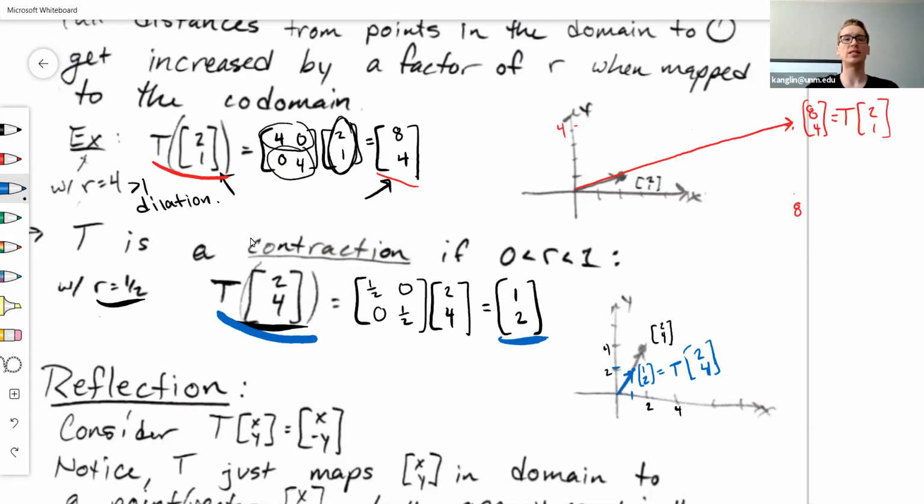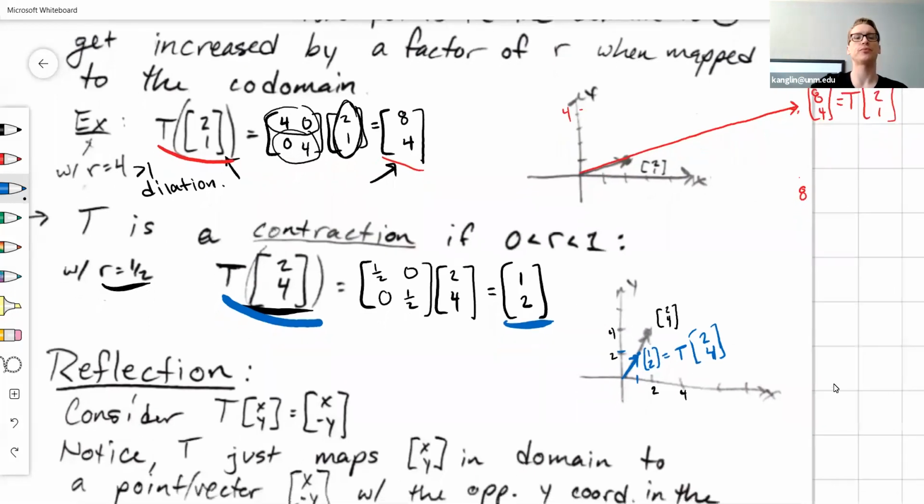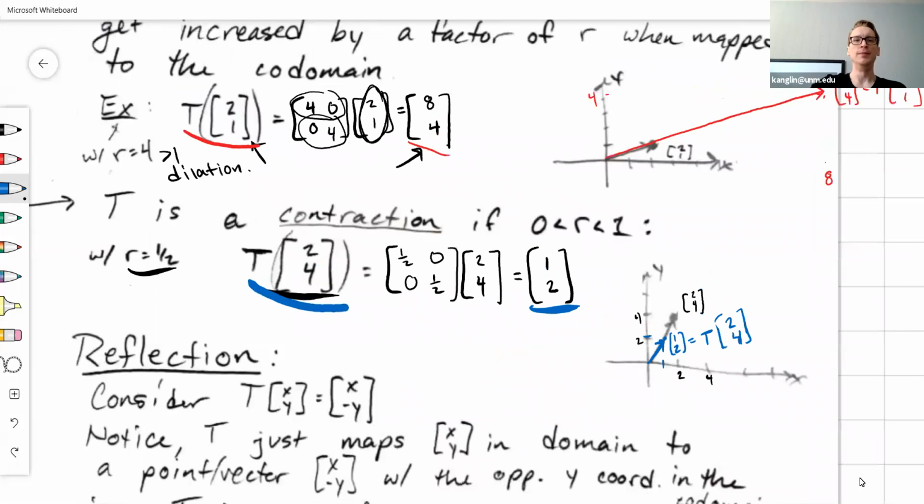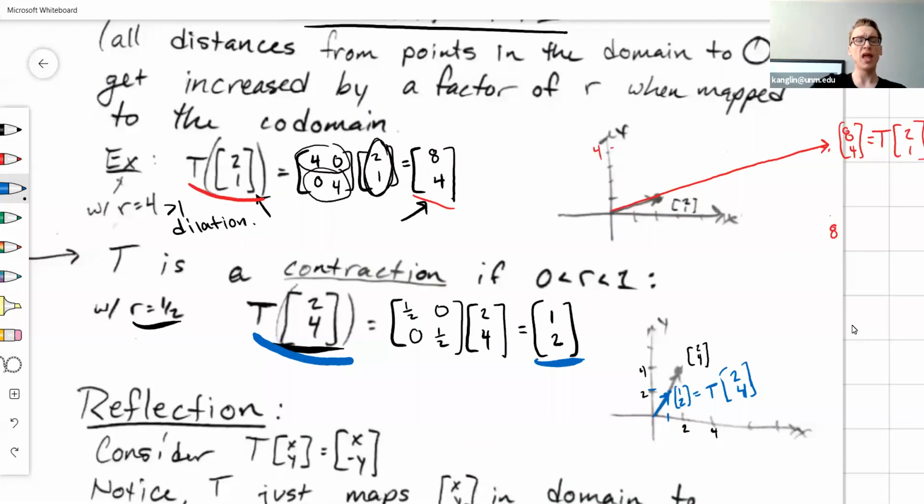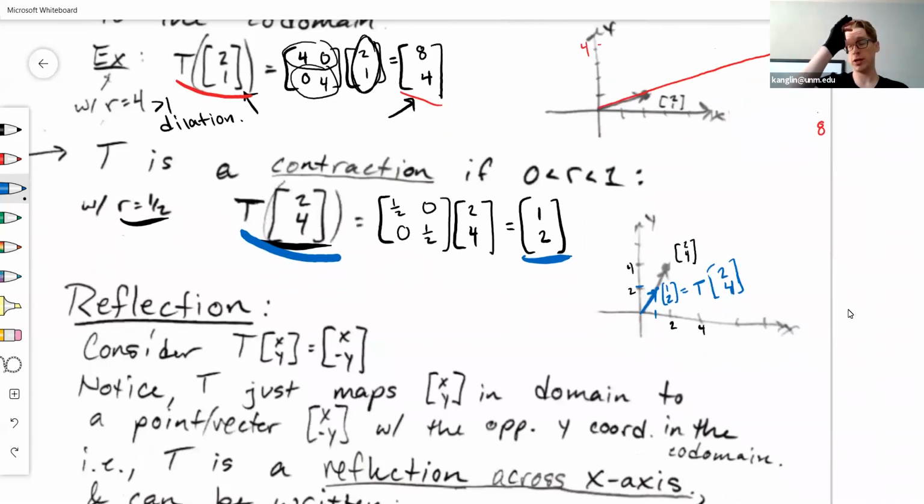Right. So hopefully we see why we call it a contraction. When that R value is less than 1, still positive, but less than 1, right? What is it doing? It is now shrinking the length of the vector by a factor of R. Okay, so those are dilations and contractions. Now we want to talk about more of these transformations, certainly. Let's talk about reflections now.